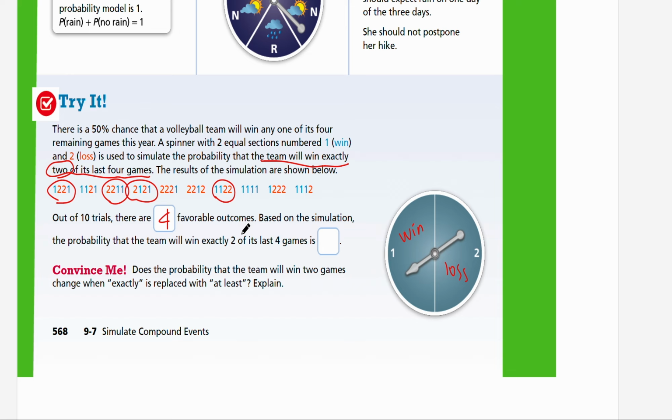Based on the simulation, the probability that the team will win exactly 2 of its last 4 games would be 4 out of 10, which is 0.4, which is 40%.